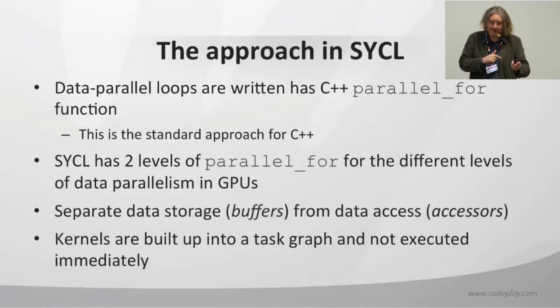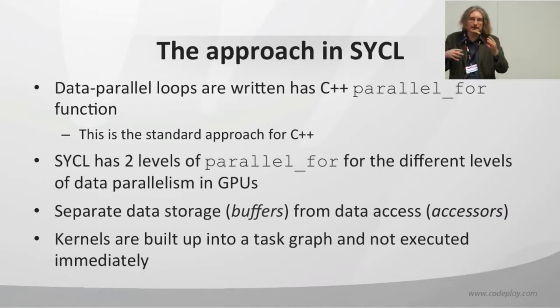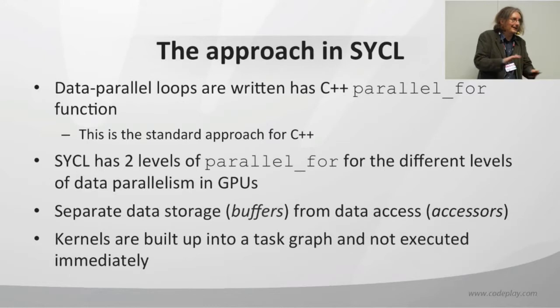So the approach that we took in SYCL, which is our C++ for OpenCL, is that data parallel loops are written as a C++ parallel for, which is a function, it's templated, it's really standard C++. Everyone does it the same way. So I'm saying we did it in SYCL, but pretty much anyone who's going to do this with C++ is going to do it this way. We add an extra and interesting thing, which is that we have two levels of parallel for, because GPUs have several levels of parallelism. In OpenCL, it's work items and work groups. In NVIDIA, it's kind of warps. There are all sorts of different names for these things on different systems, but basically we deal with that as a parallel for inside an outer parallel for, and it abstracts it away quite nicely.